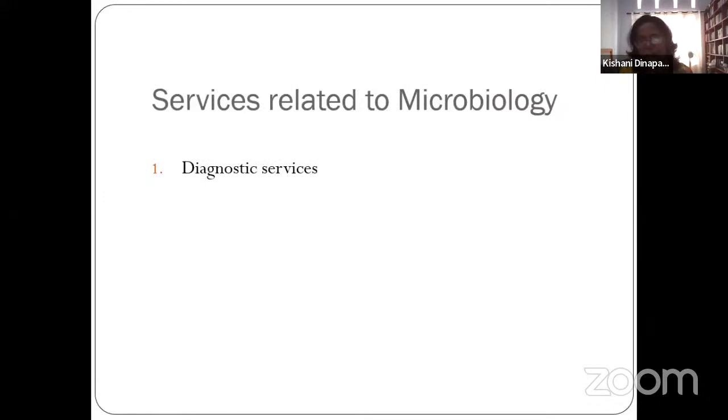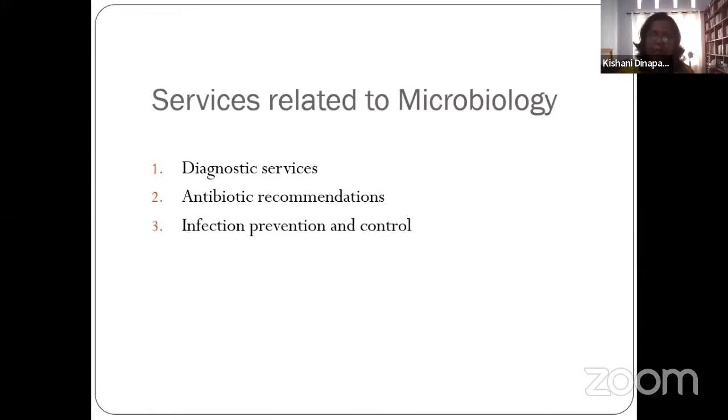As you all know, we do cultures, that is diagnostic services, especially related to infectious diseases. We also give antibiotic recommendations. That is why we do ward rounds, especially in ICUs as well as in wards. Most of the time, apart from your consultants, the microbiology team would be meeting you regarding antibiotic recommendations. And we are giving our services regarding infection prevention and control. There would be separate activities related to infection prevention and control in the hospital, and you would be very actively involved in these things also.